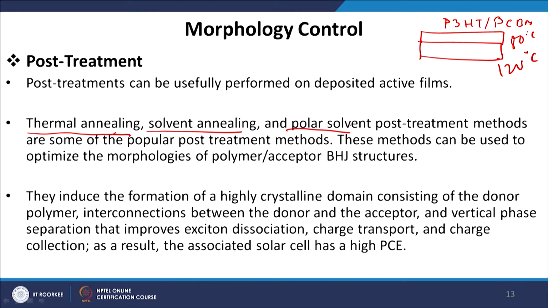These methods can be used to optimize the morphology of the polymer acceptor bulk heterojunction structures. They induce the formation of a highly crystalline domain consisting of the donor polymer, interconnections between the donor and the acceptor, and vertical phase separation that improves exciton dissociation, charge transport and charge collection. As a result, the associated solar cell has a high power conversion efficiency. If the morphology is good, obviously the exciton dissociation, transport and charge collection, all of the factors will be optimized. And if all of the factors are optimized, then efficiency will automatically increase.